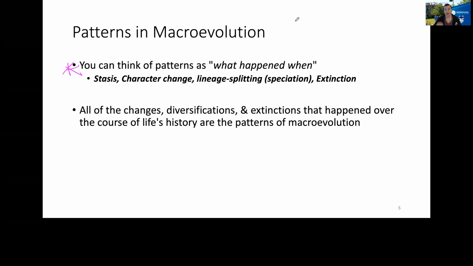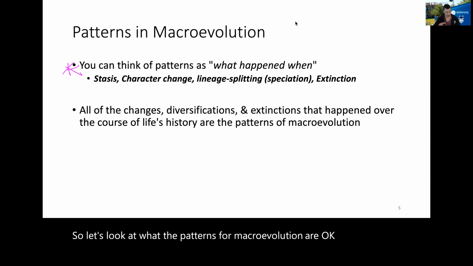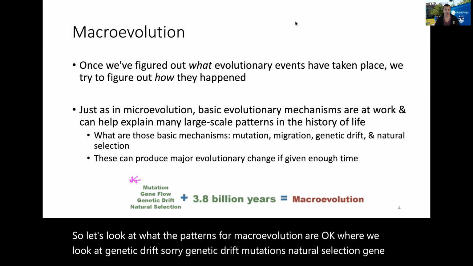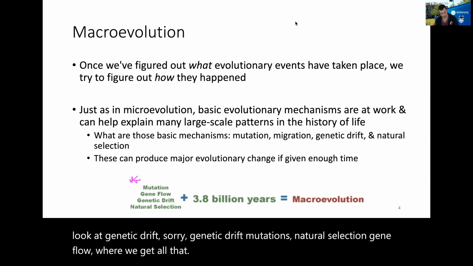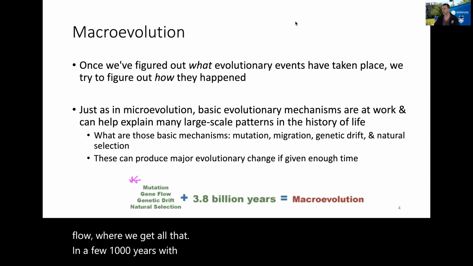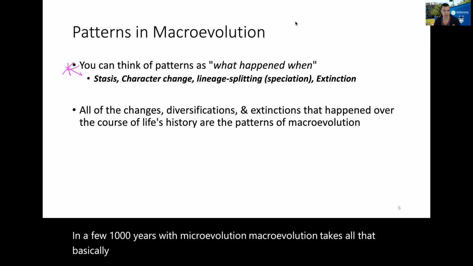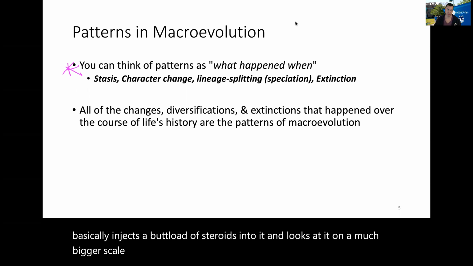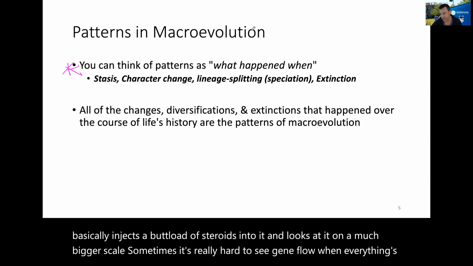So let's look at what the patterns for macroevolution are. Where we look at genetic drift, mutations, natural selection, gene flow, where we get all that in a few thousand years with microevolution. Macroevolution takes all that and basically injects a buttload of steroids into it and looks at it on a much bigger scale. Sometimes it's really hard to see gene flow when everything's been extinct and dead for several millions of years.